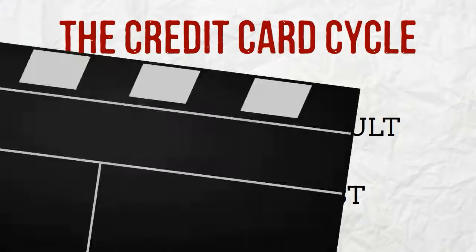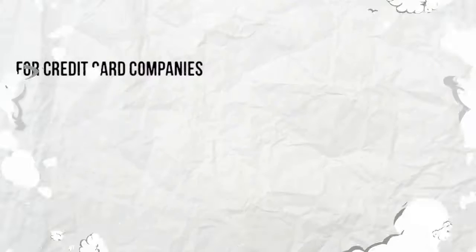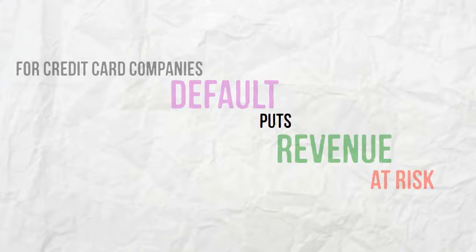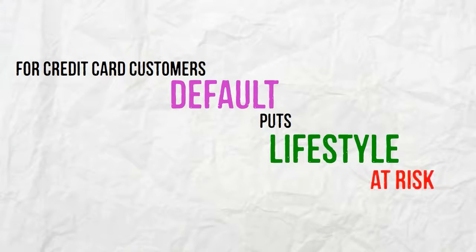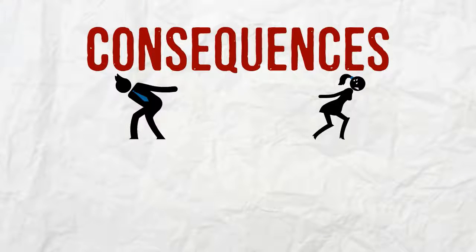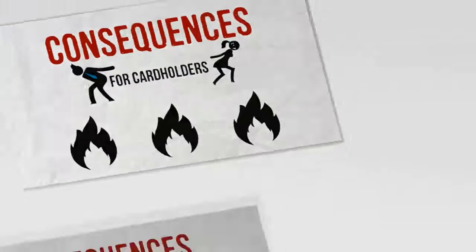Alright, so that was the overview of the analytics process and credit card default. Now I'm going to go into specific consequences of credit card default. For credit card companies, default puts revenue at risk, while for credit card customers, default puts lifestyle at risk. Once they default, it gets harder to buy stuff, and these people who are buying so much, they're used to a certain lifestyle. They're not very happy when they can't get that lifestyle anymore.